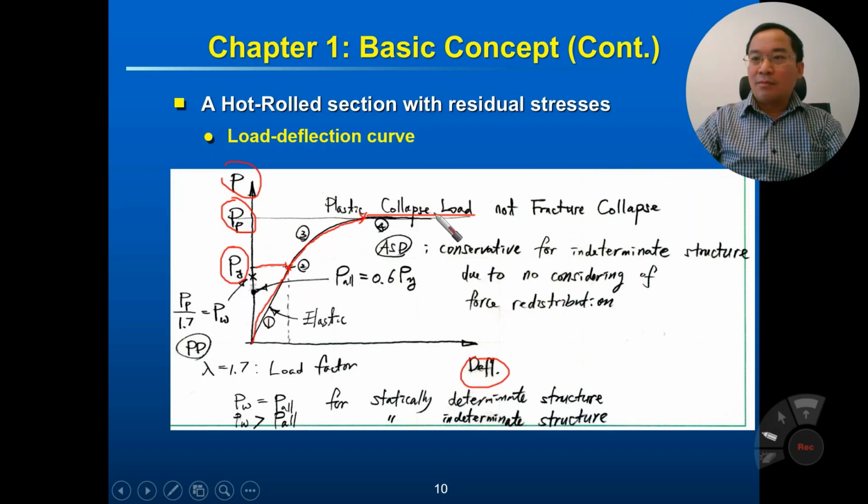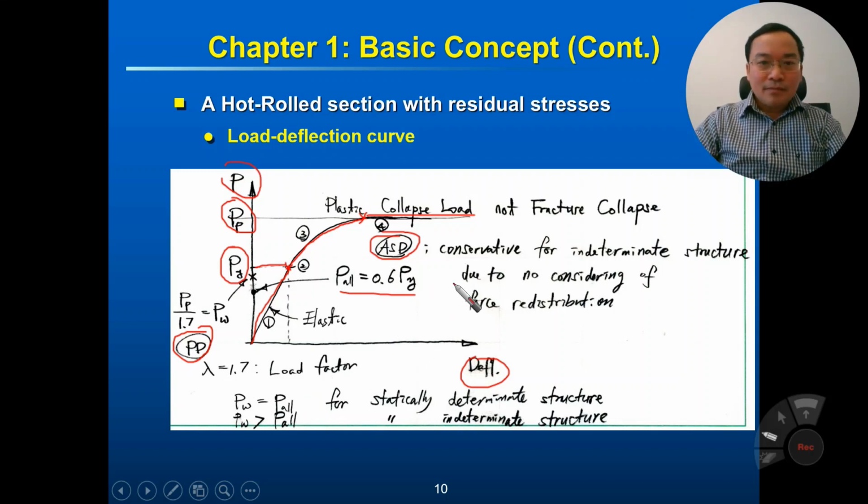Remember, plastic collapse load is not a fracture collapse. And in the allowable stress design concept, P allow equals 0.6 Py in elastic design, as I already mentioned. And in plastic design, Pp divided by 1.7 equals P allow for plastic design, and lambda equals 1.7. I already mentioned that.